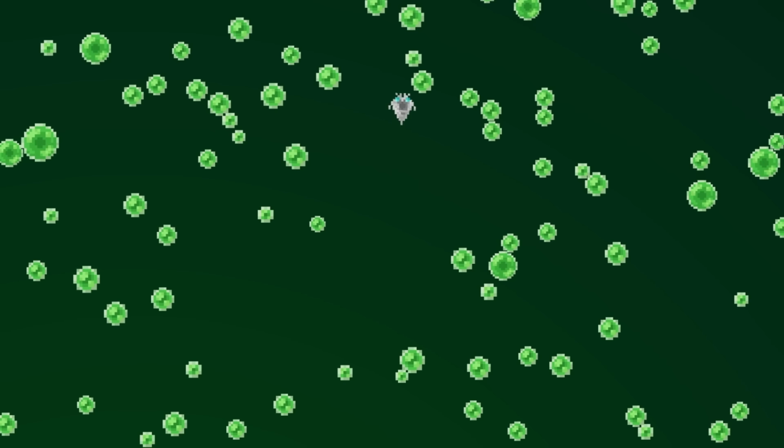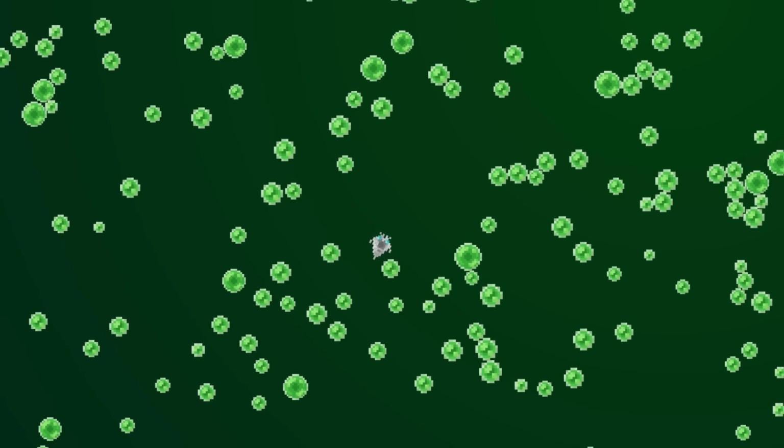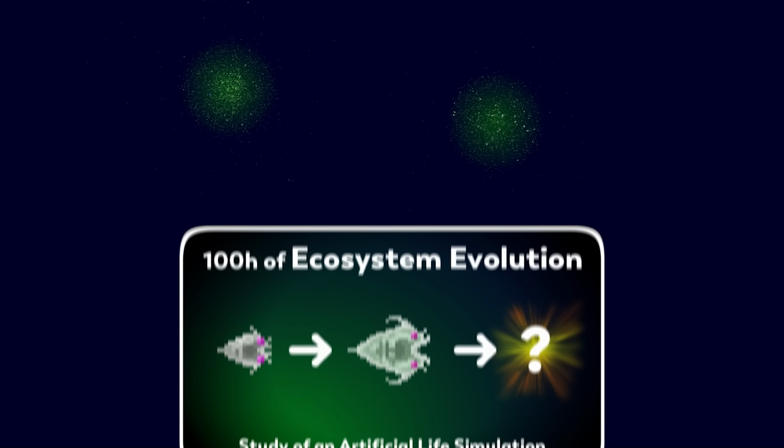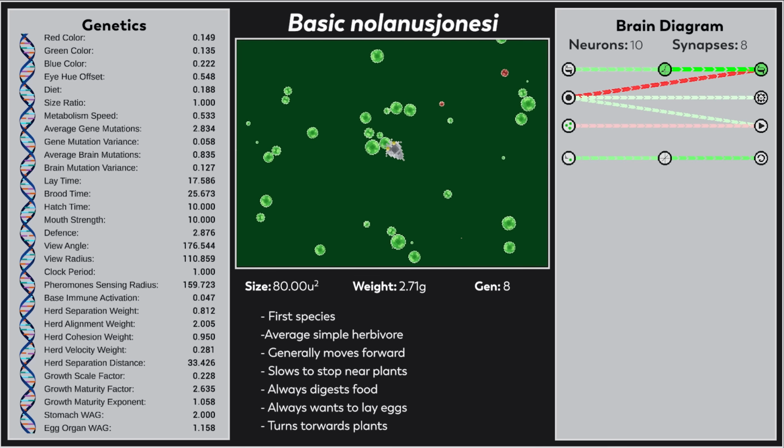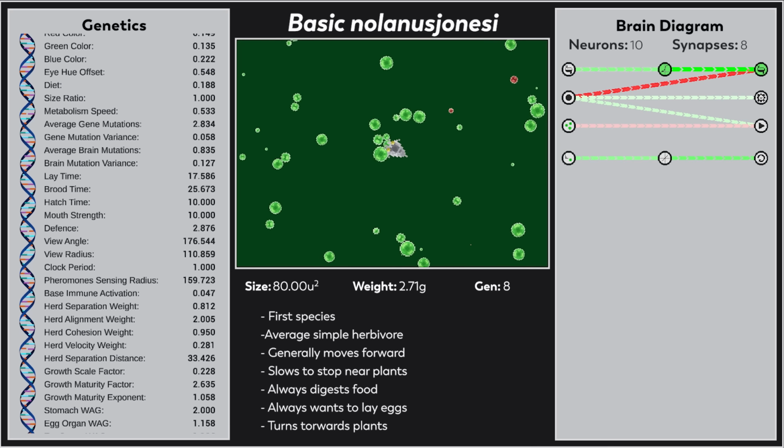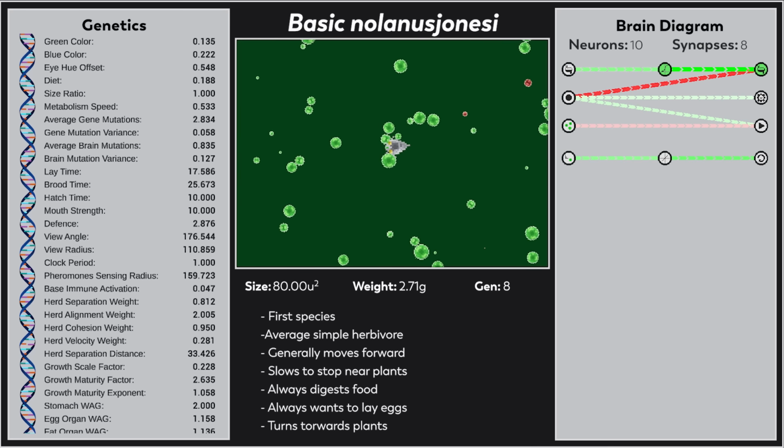They are the same default Bibites as the ones used in the 100-hour Tree Island video, but we expect them to develop very differently this time around. Not too long after, we have our first species, basic Nolanus jonesi.